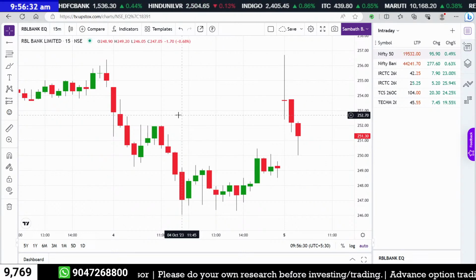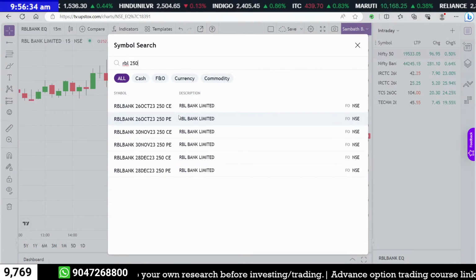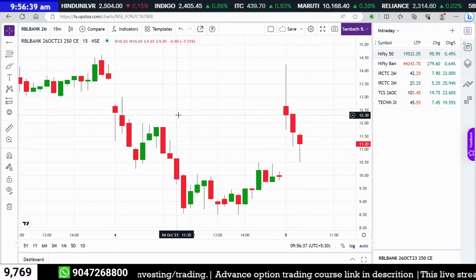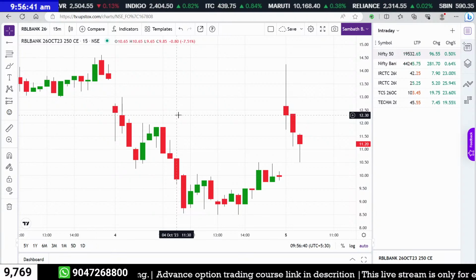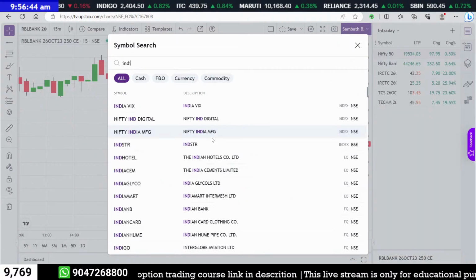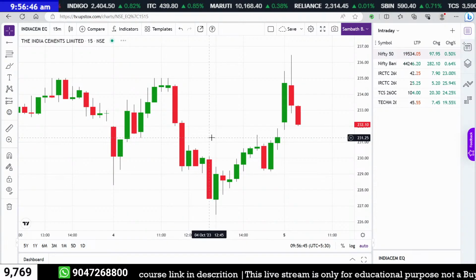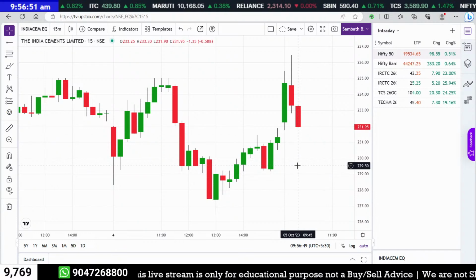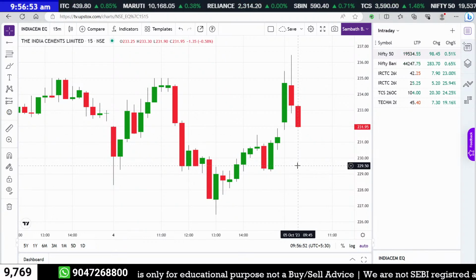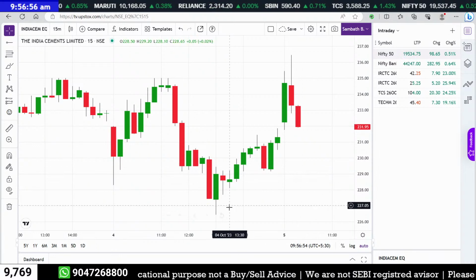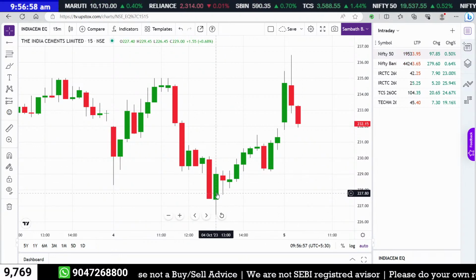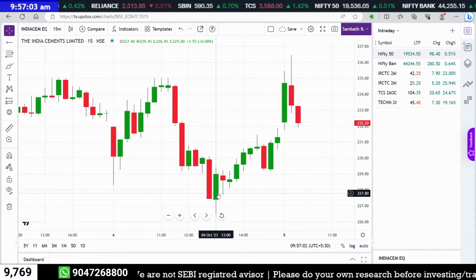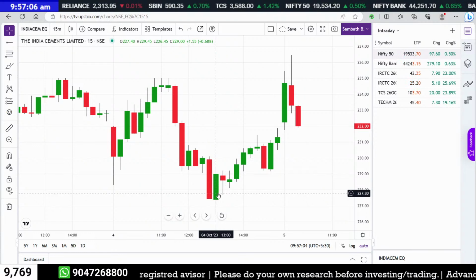Slight recovery. RBL 250. 11.2 right now. If that breaks, maybe the chances are it goes down first. Today's lows somewhere around down, 226.